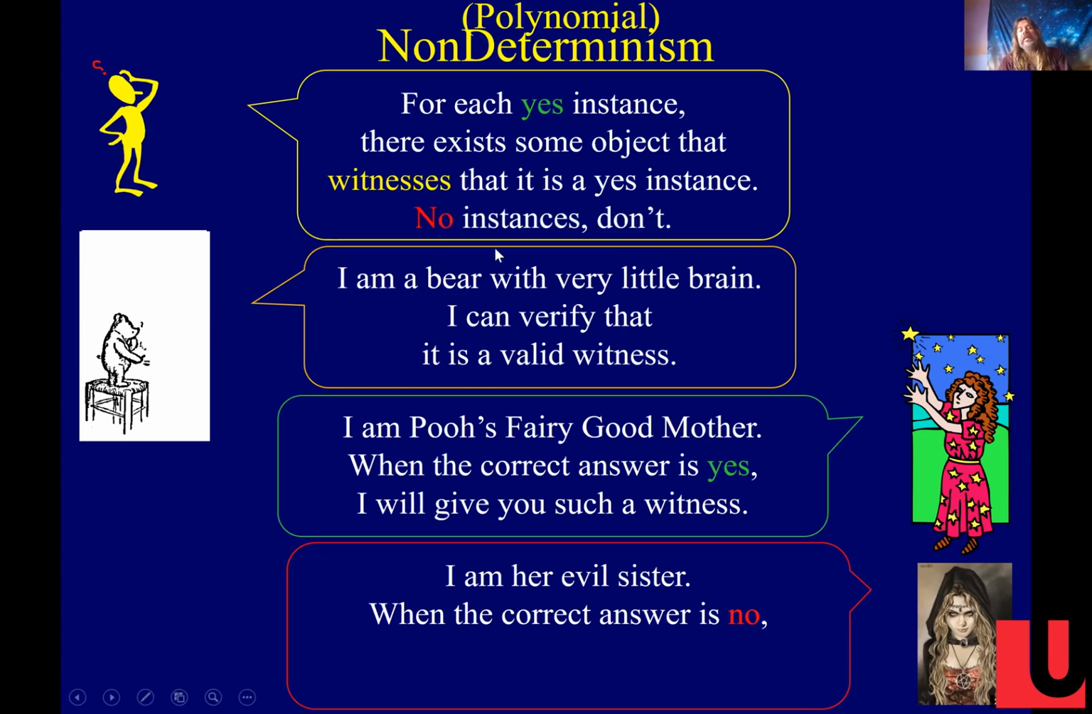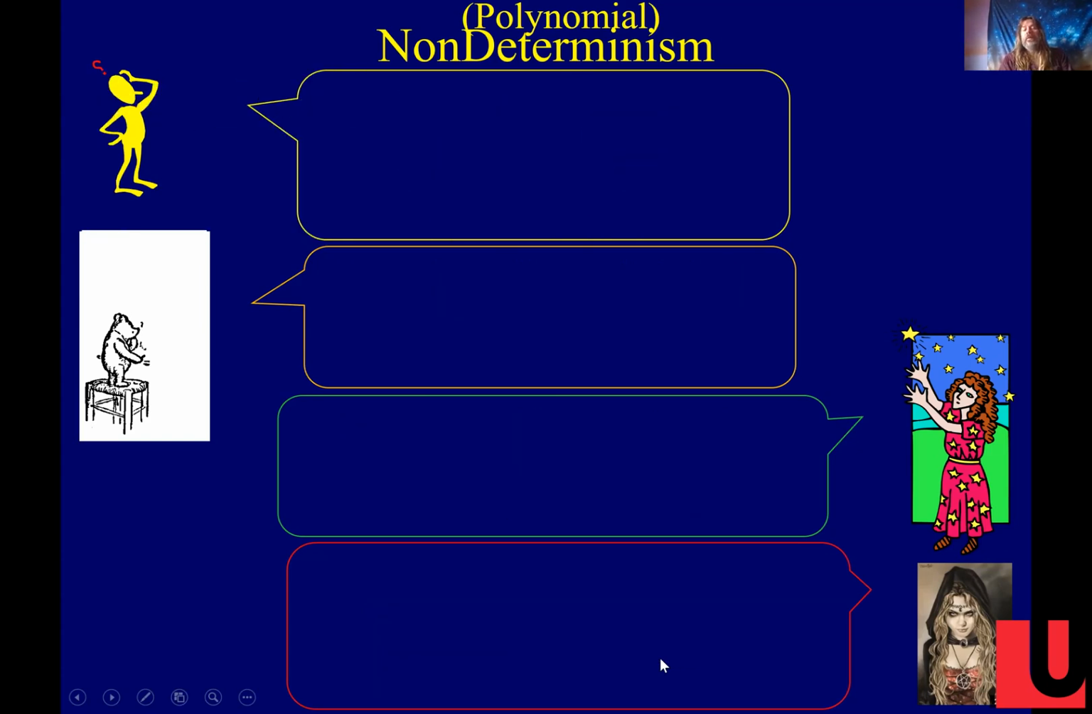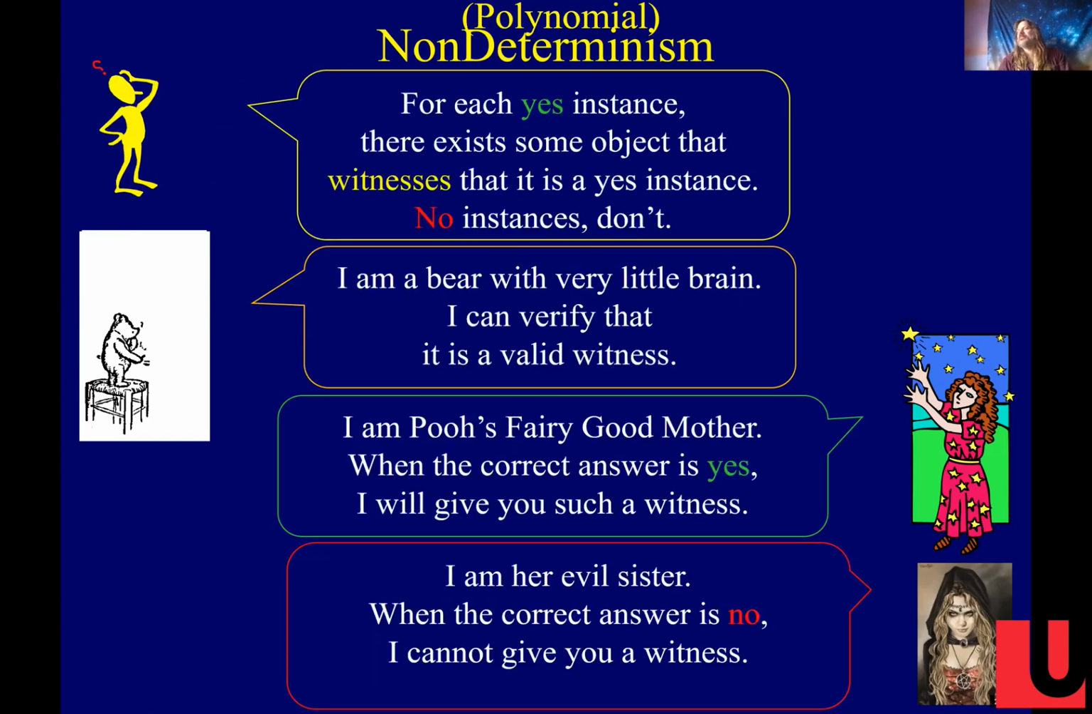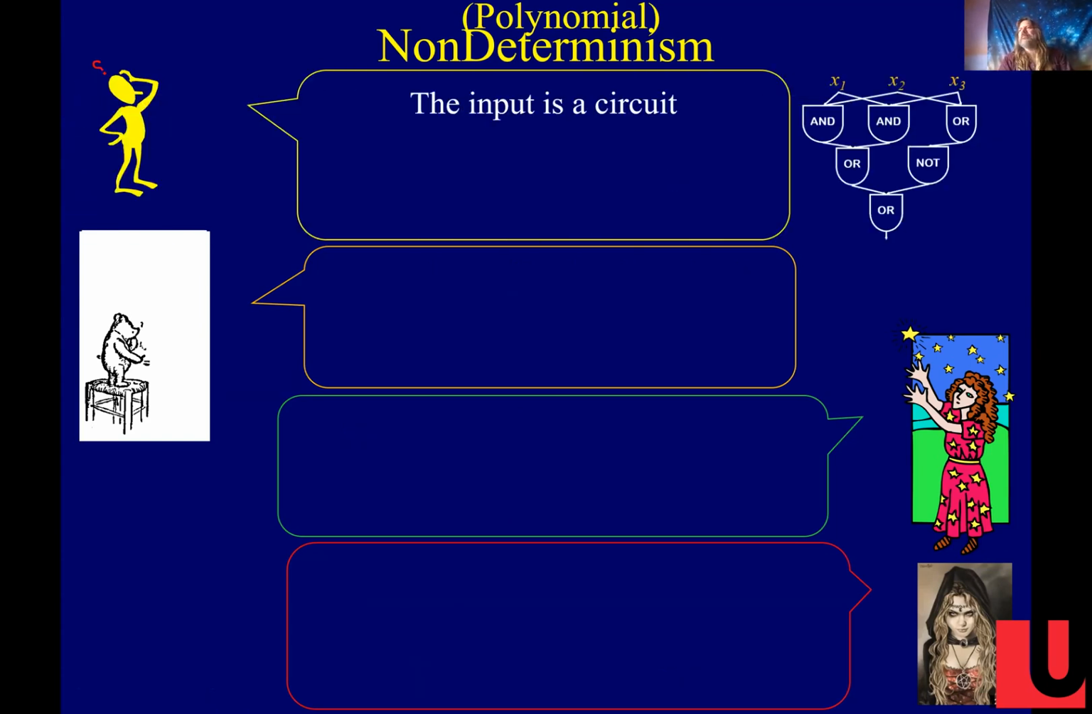On the other hand, if it's a no instance, then it doesn't have such a witness, right? And so if the input's a no instance, she can't give you a good witness. Why? Because it doesn't exist, right? Does that make sense?